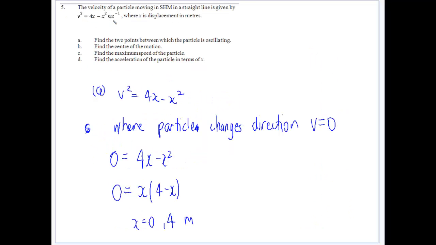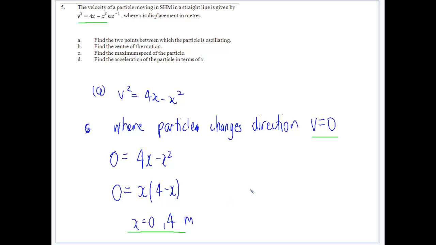This time the velocity of a particle that's moving in simple harmonic motion is given to us by this function, v squared equals 4x minus x squared. Find the 2 points between which the particle is oscillating. If it's oscillating, it changes direction when v is equal to 0. So if we set it equal to 0, we get x times 4 minus x, giving 0 and 4 as our values of x, between which it's oscillating.